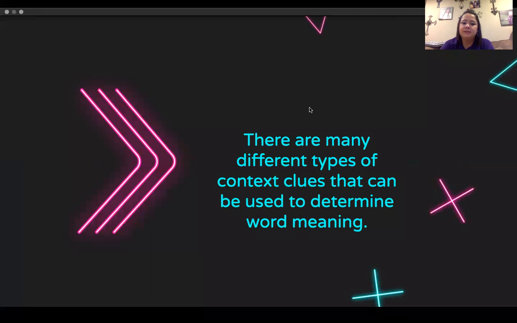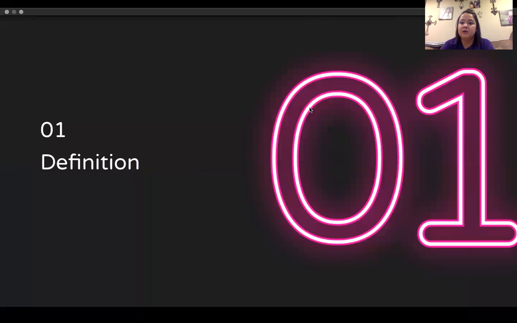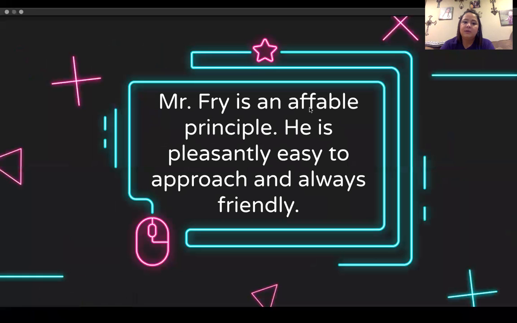There are many different types of context clues that can be used to determine word meaning. We're going to start with the first one, definition. Within a sentence, you can be given the definition of the word that you're trying to determine the meaning of.